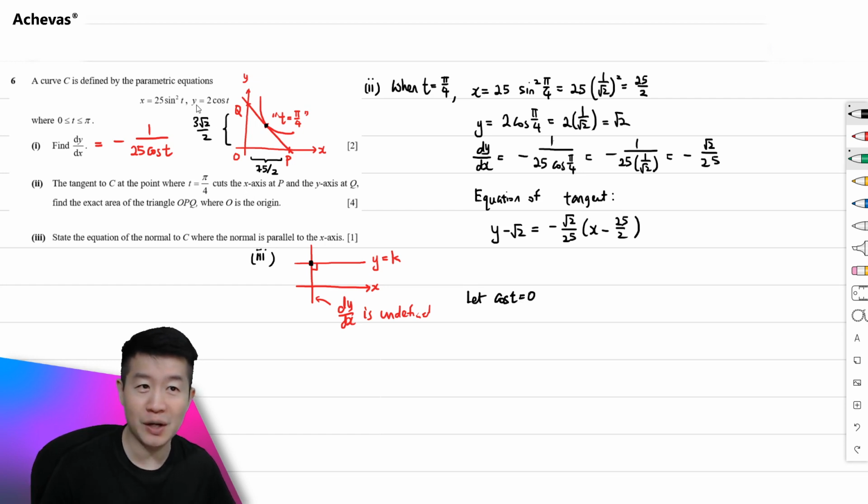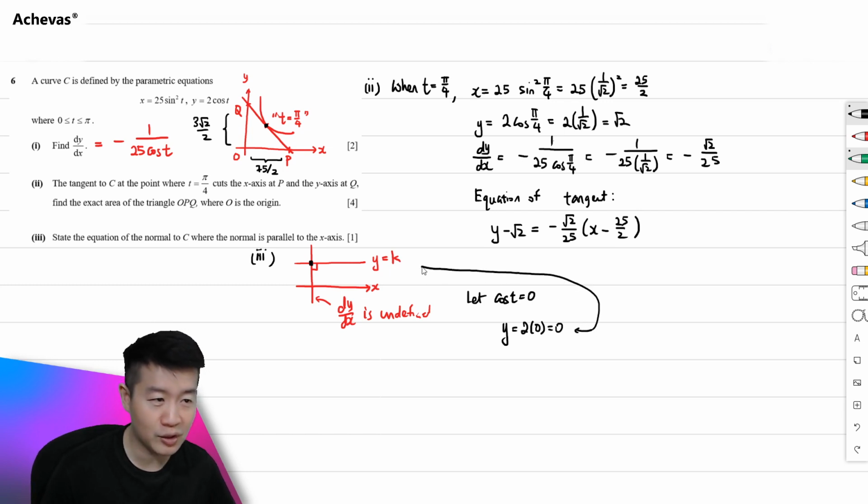We can immediately find y, right? Because y happened to be 2 cosine t. So the y coordinate at this point will be 2 times 0, which is equal to 0. And this is going to be the equation of the normal. Okay? Because we have let the equation of the tangent be undefined, which we, okay, maybe I should write this down properly. Okay, this looks very confusing.